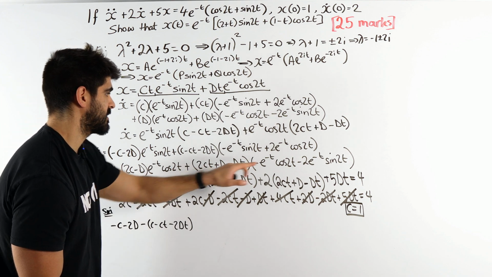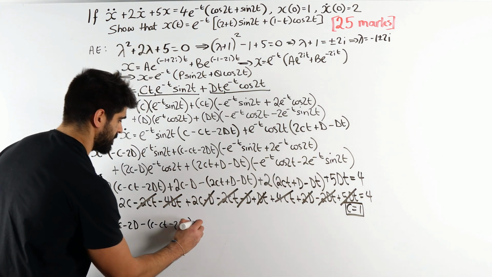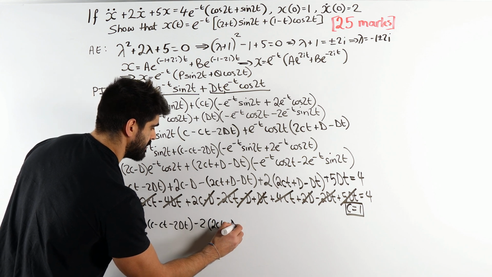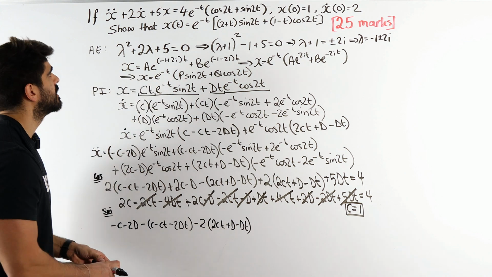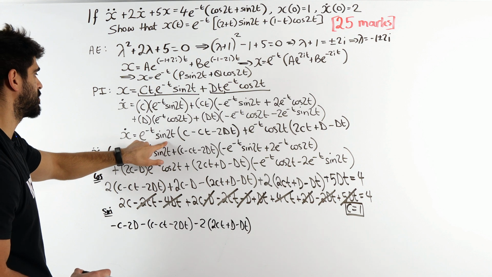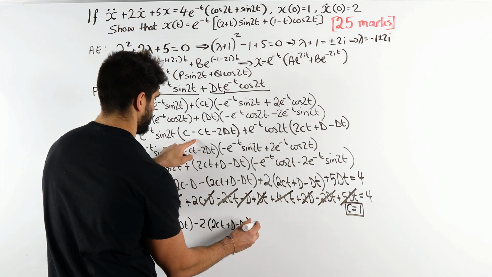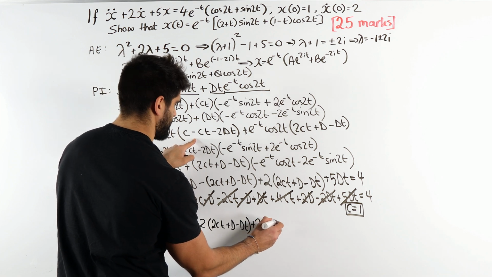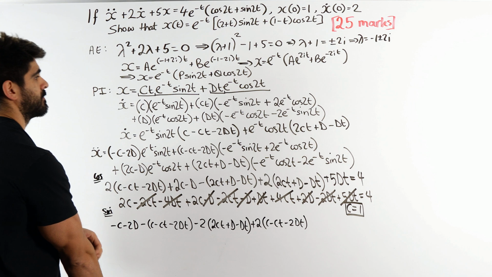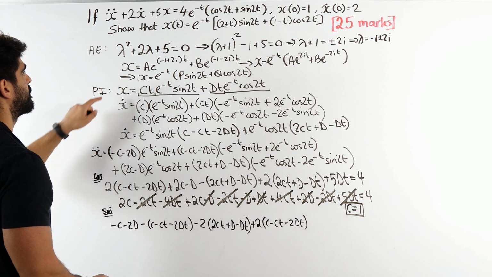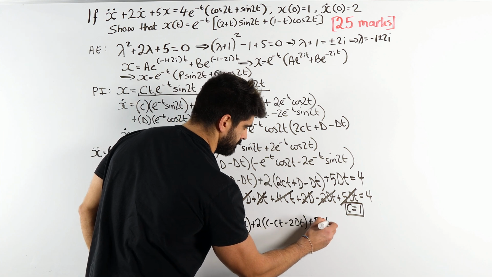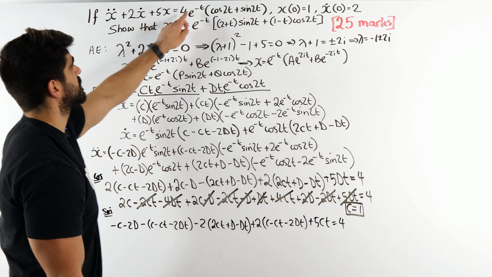That, nothing. This times that. So minus 2 lots of this. Minus 2 lots of 2ct plus d minus dt. Then for the x dot, we just need 2. So for this, there's the sine 2t. We just need 2 lots of that. So we need 2 lots of c minus ct minus 2dt. And then we need 5 lots of the OG. 5 lots of that. That's just 5ct. And that also equals 4, right? Because that's 4e to the whatever.